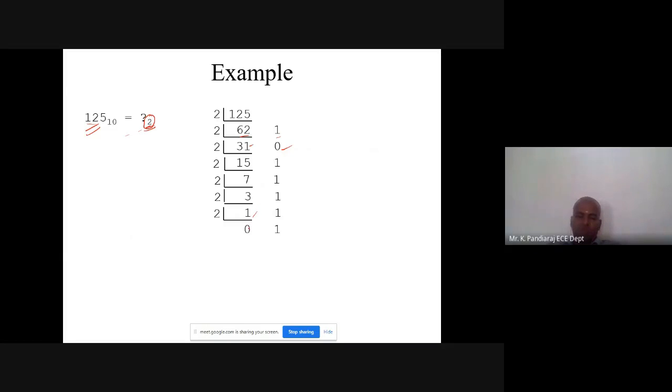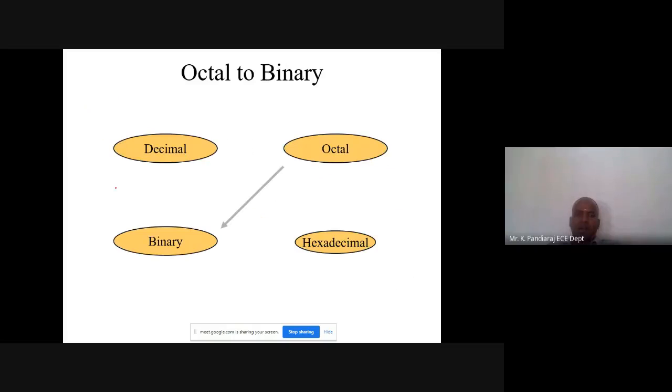So I'm going to put 0 and write this 1 here. Now the quotient value is 0, so now we need to write the answer. While writing the answer, we are supposed to go from bottom to top. That is 1, 1, 1, 1, 1, 0, 1 to the base 2. This is the answer for number 125. Okay. Right. Next.